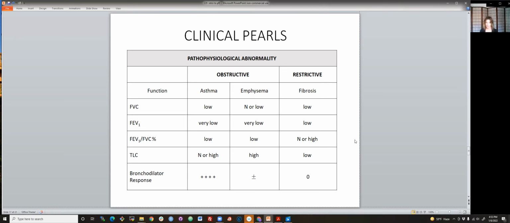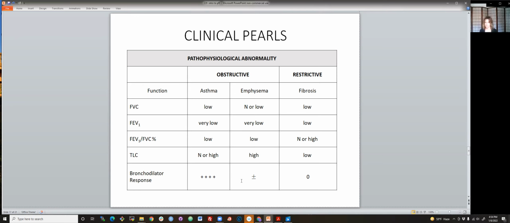In emphysema, the FVC can be normal or low. They are still going to have some air trapping, but it really depends on the degree of the emphysema. And we'll talk about that more next week. The FEV1 is going to be low. The FEV1 to FVC percent is going to be low, and the TLC is going to be high due to that air trapping that's usually common in people with emphysema.